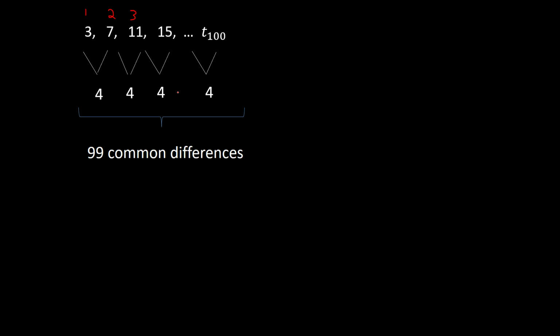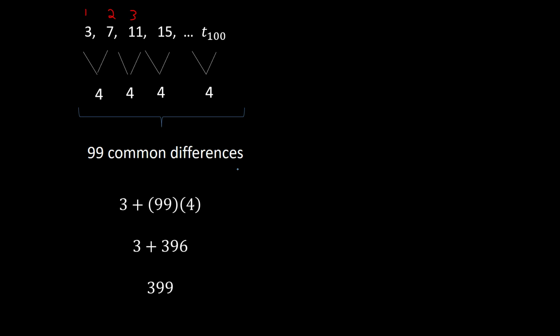So we add 4 99 times. So if we take 3 and we add 4 99 times, what we have is going to be 3 plus 396, which gives me a solution of 399.